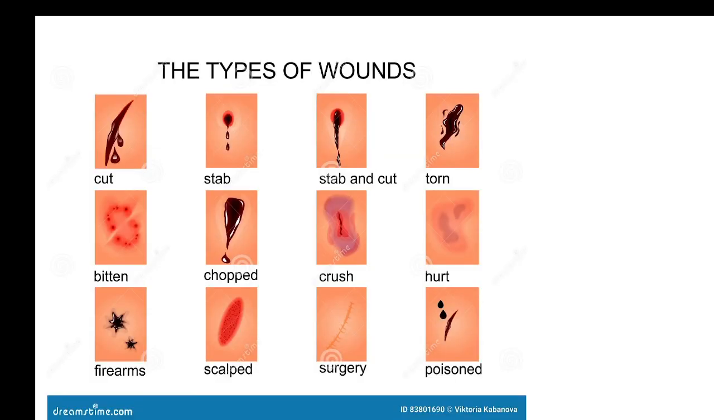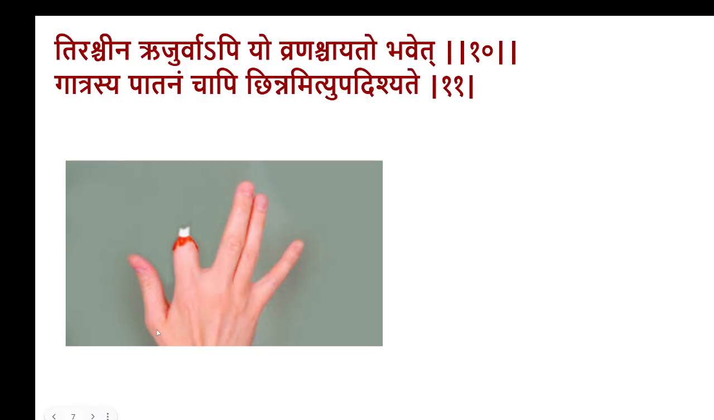Now, types of the wounds again, as per the shape, we classify them as cut wounds, that's the Chinnavrana, and stab wounds, and stab and cut, of course, mixed together, and chopped is again the Chinnavrana, crush is the Ghrista or the Kshata type of wound, and of course surgical wounds is something different. This is how it's classified.